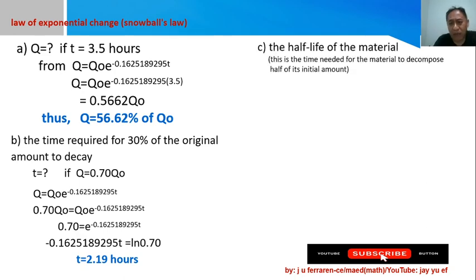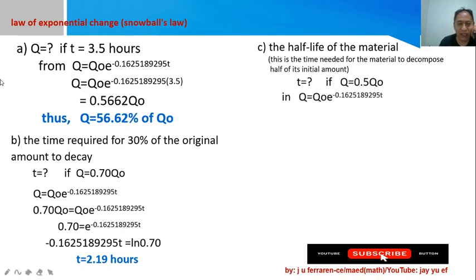Now, what is meant if it mentions the half-life of the material? This is the time needed for the material to decompose half of its initial amount. That also means that our amount present is 50% left. So 50% decomposed, and there is still a remaining amount of the material, which is 50%. That is the half-life of the material. We need to know the number of hours needed in order for the half-life of the material to be attained.